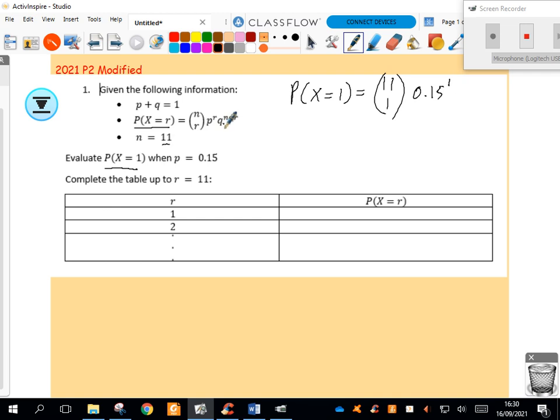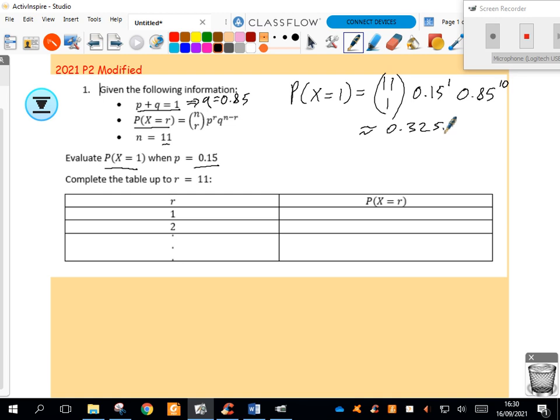Well, what's q? We know that p plus q is equal to 1. If p plus q is equal to 1, and p is equal to 0.15, then q must equal 0.85. So this is going to be 0.85 to the power of n minus r. That's 11 minus 1, that's 10. And that can go into your calculator. It's approximately 0.325.